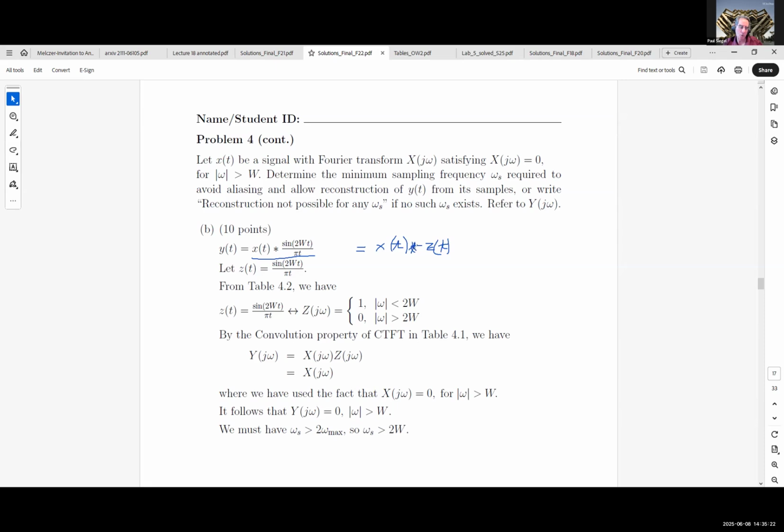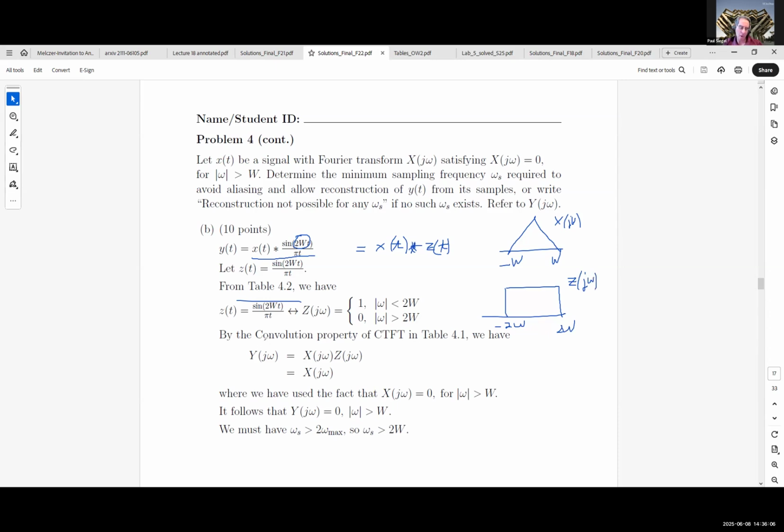Okay, and so now we use the convolution property. It's going to be the product. But first we want to figure out, again, x of j omega, we're assuming it looks something like this, let's say, minus W to W. And then for z, what we know from the table, if we just look at its argument, it's 2 times W times t. So that's going to look like this. That's going to be our Z of j omega.